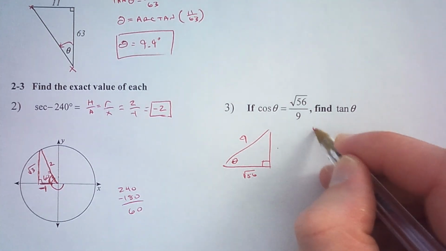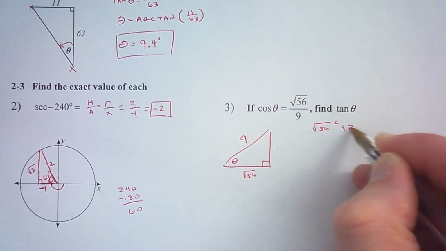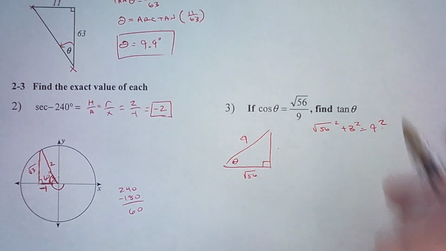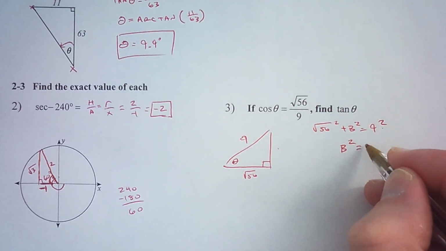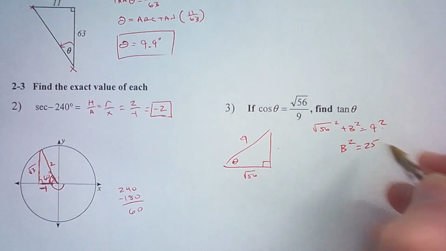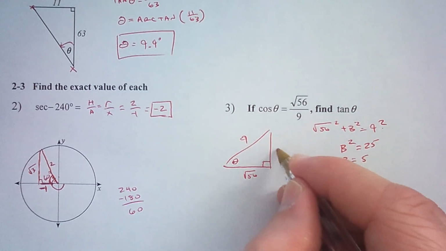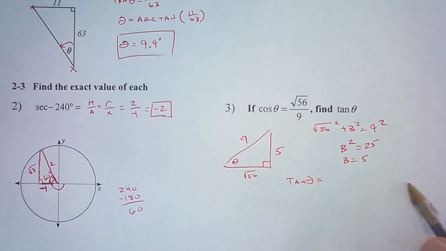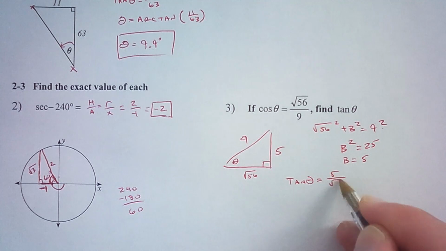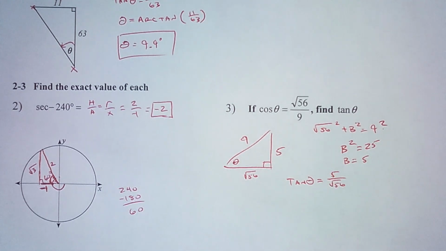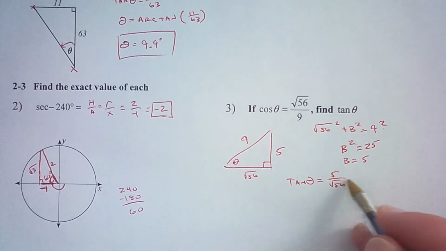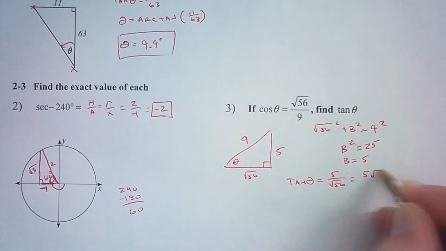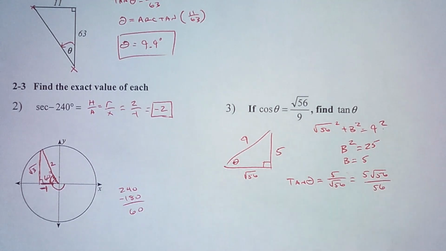So we have square root of 56 squared plus b squared equals 9 squared. So that's 81 minus 56, and that is 25. And the square root of 25 is 5. So tangent theta is 5 over the square root of 56. Okay, now we can't leave this radical in the denominator, so we'll multiply top and bottom by the square root of 56. So we get 5 root 56 over 56.